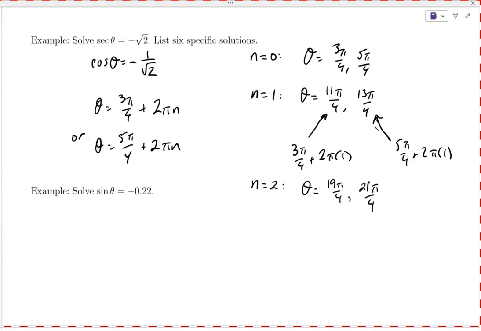You could also do negatives. There's nothing special about going up positive. You could do -1. In that case, you would subtract 8 from the numerator. That's 2 pi is 8 pi over 4, right? So you would get -5 pi over 4 and -3 pi over 4. Subtracting 8 from the numerators rather than adding it will give you the same answers.